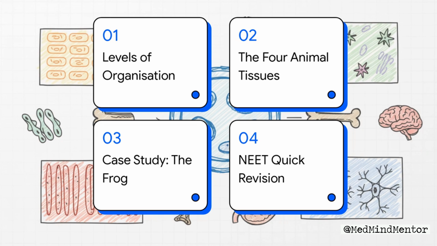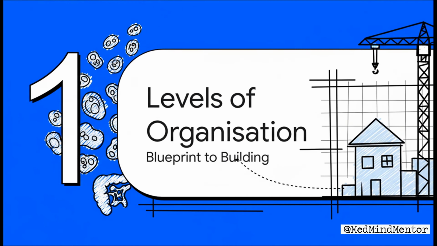So let's take a look at our game plan for today. We're going to start with the absolute basics, the levels of organization, then dive deep into the 4 animal tissues. After that, we'll see it all in action with the earthworm, cockroach, and frog, and finally, we'll wrap up with a quick-fire revision session to lock it all in. Sound good? Let's go.